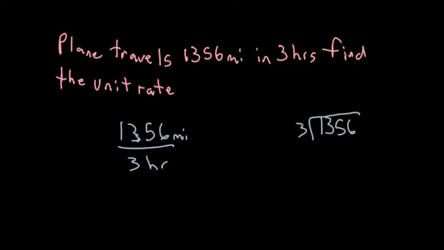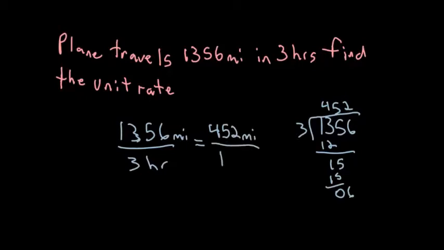So 3 goes into 13 4 times, which is 12. Subtract, bring down the 5. 3 goes into 15 5 times, which is 15. Bring down the 6. 3 goes into 6 twice. So that would be equal to 452 miles in 1 hour.